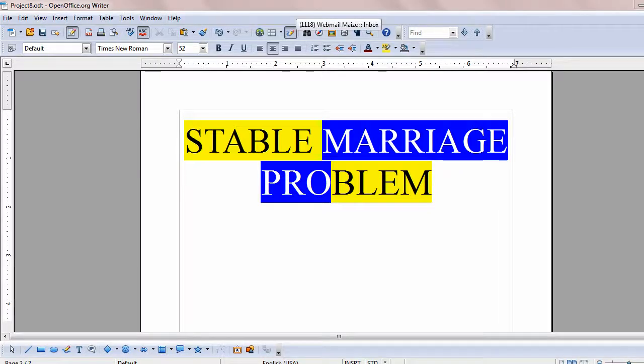Before we talk about stable marriage, we need to talk about what a matching is. Matchings exist on bipartite graphs. A bipartite graph is a graph with two sets of vertices where no vertex from one set is connected to any other vertex in its set. It can only be connected to a vertex in the other set of vertices.